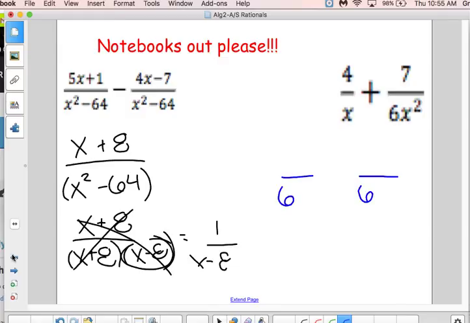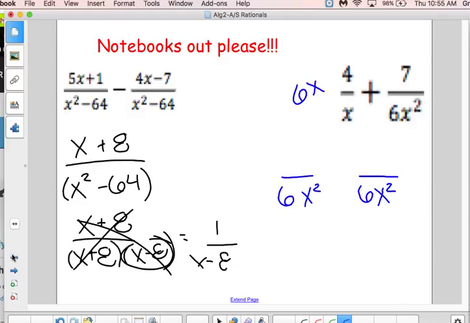And then look at your variables. We have an x and we have an x squared. Very close. We need an extra x. So when you're looking at your variables, the higher exponent is your common denominator. Because this one has an x squared, and we can make an x into an x squared. So this first fraction, if it is a 1 and it needs to be a 6, what do we multiply by? 6. And then to get our x squared, x.